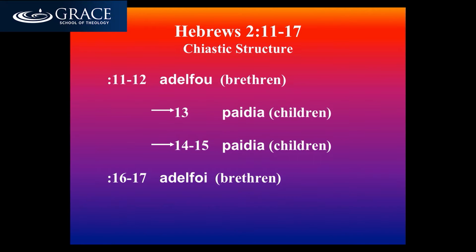In a short text, we see brethren. My Greek font didn't show up for some reason, but okay. He starts and he ends with the brethren concept. In the middle, he talks to children, the paideia, little children. So it's brethren, children, children, brethren.